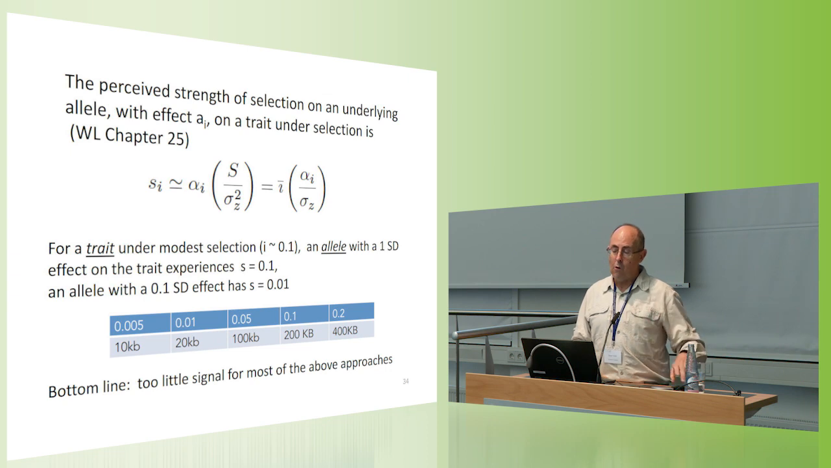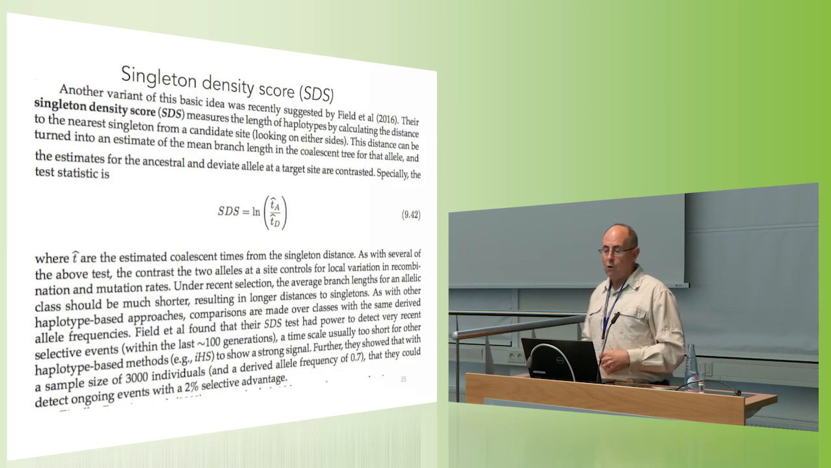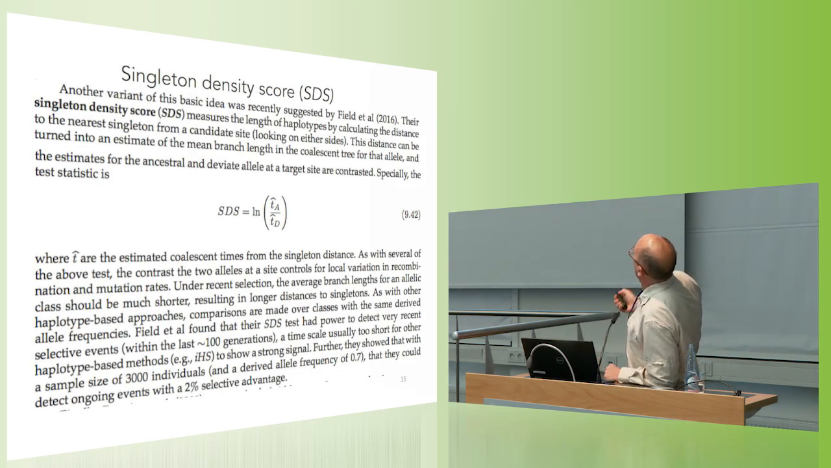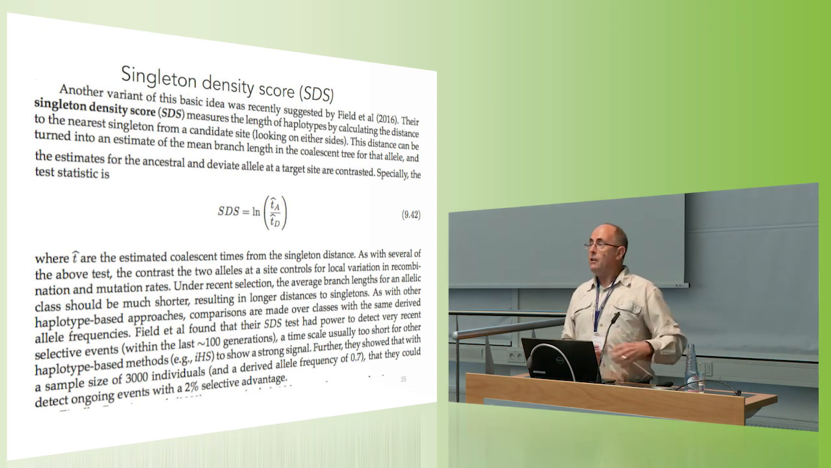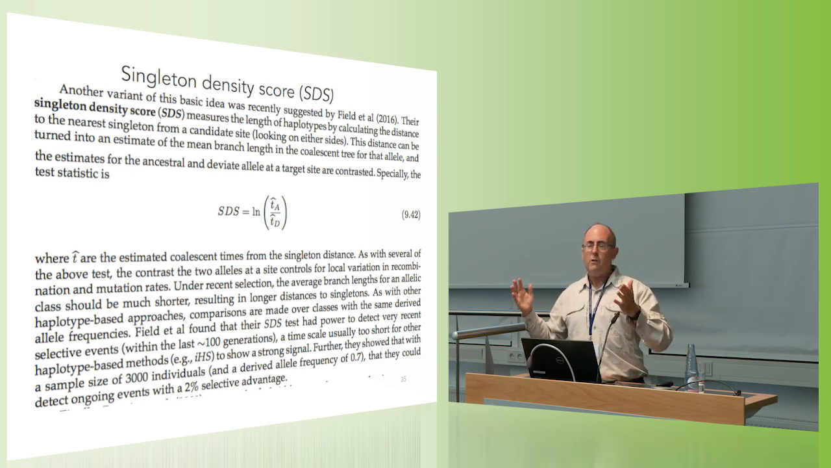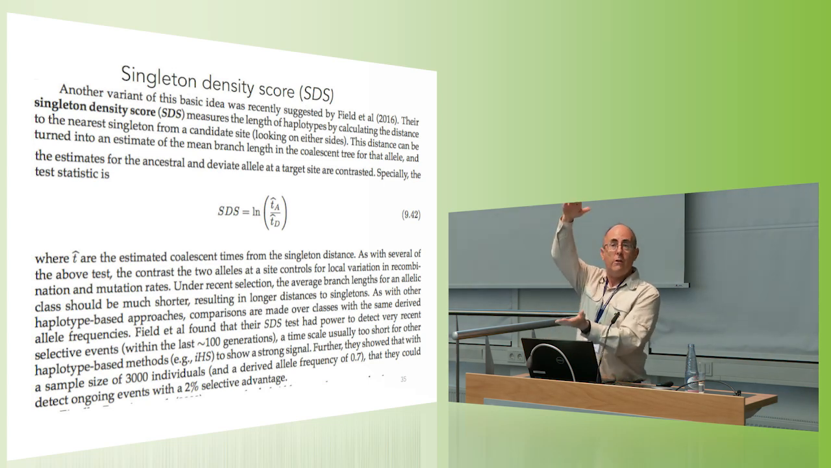Recently, there's been a new approach from Jonathan Pritchard's lab called the singleton density score. And the idea is to use whole genome sequencing. Everything I've told you before you can do with chips. You don't need to have a whole genome sequence. With the whole genome sequence, I've got a region of interest. I've got, let's say, 100 sequences.